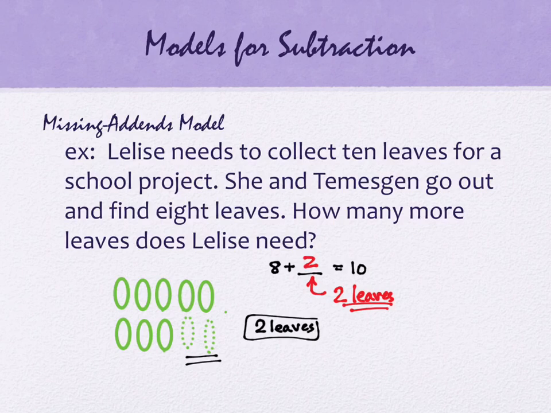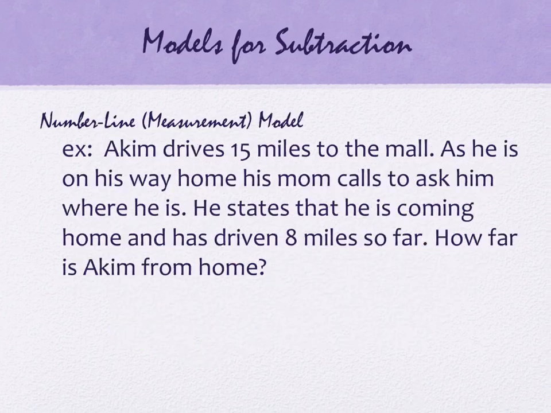And I also am going to mention that there's one that your book took out when they changed this edition, which is sort of unfortunate because it is an additional model for subtraction that's a really good one. But let me show you the last one that they show right now. This is a number line or measurement model. So Akeem drives 15 miles to the mall. He's on his way home, and his mom calls to ask him where he is. He states that he's coming home, and he's driven 8 miles so far. How far is Akeem from home?